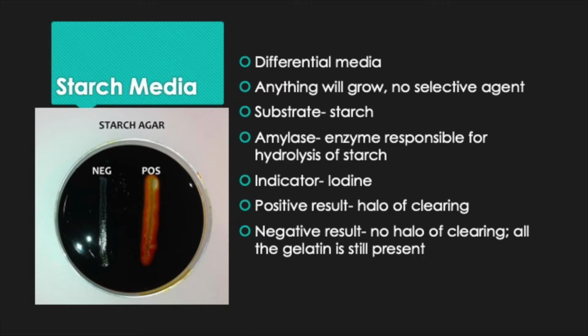So iodine reacts with starch and turns black. So if the bacteria ate the starch, there's not going to be any starch around the colonies. And you're going to, again, get a halo of clearing. If the bacteria did not eat the starch, all the starch is going to be there, and you are going to see a solid black plate.